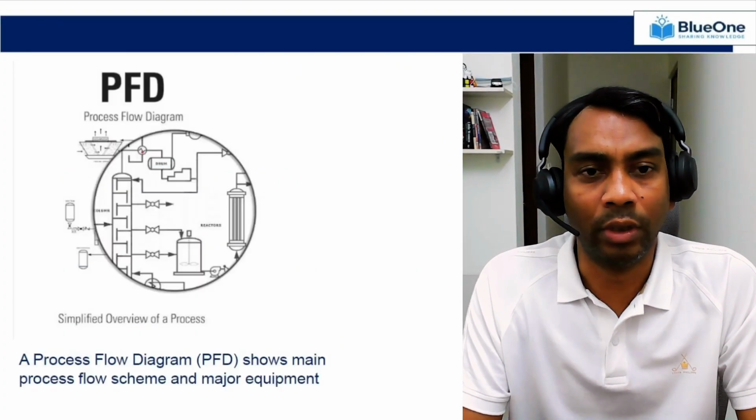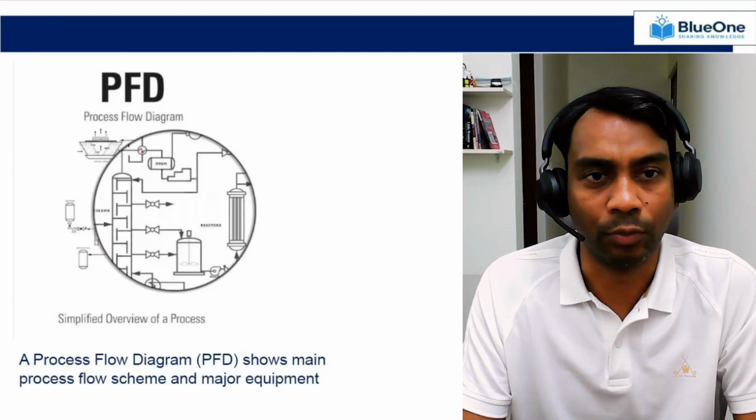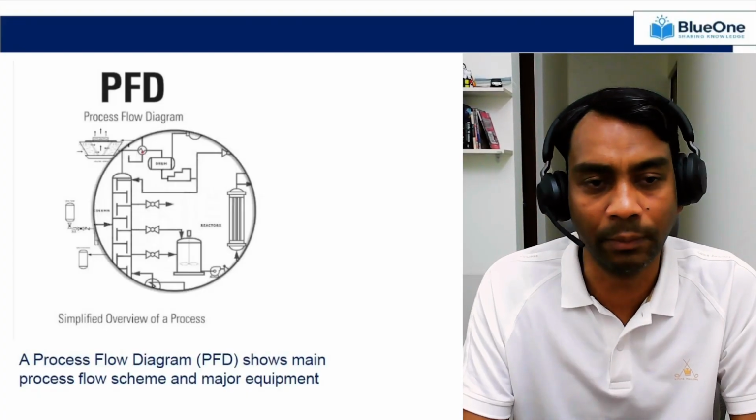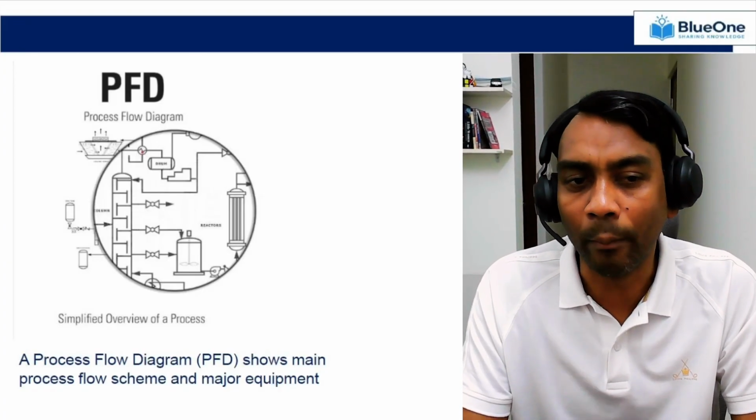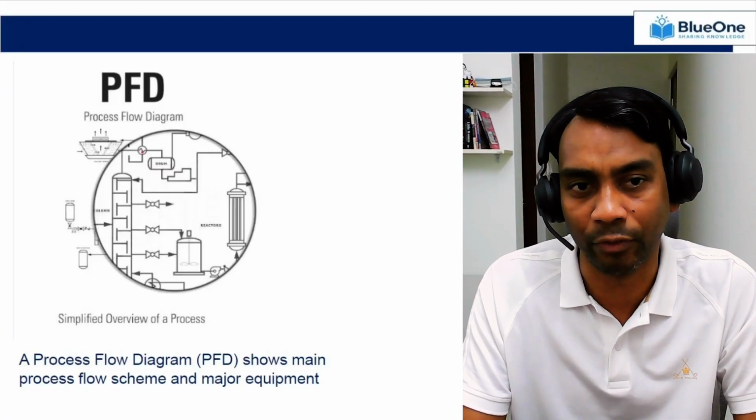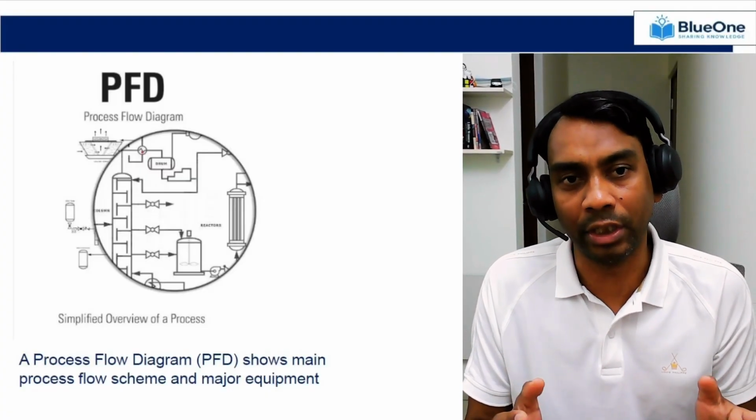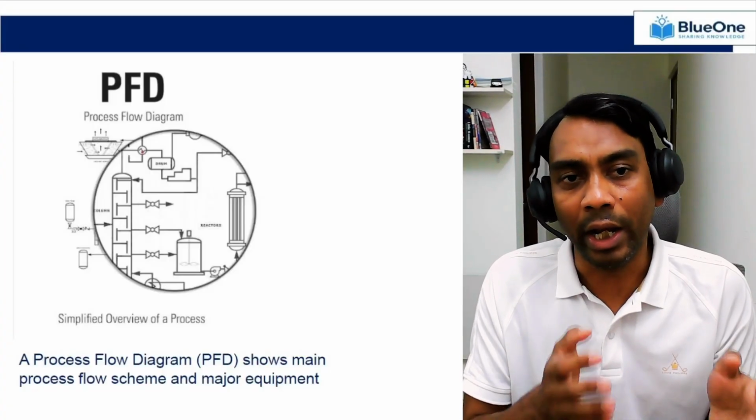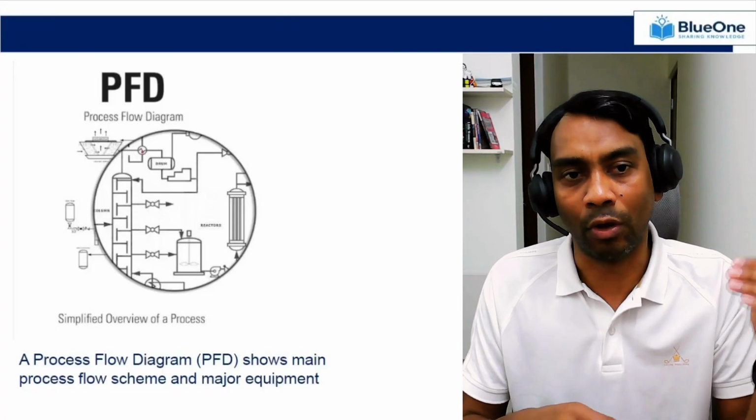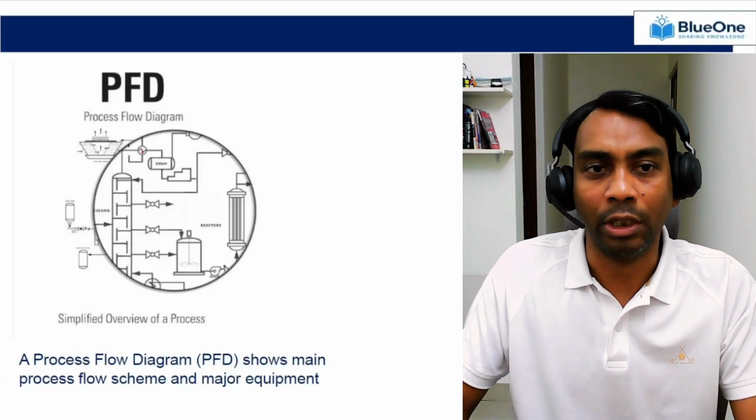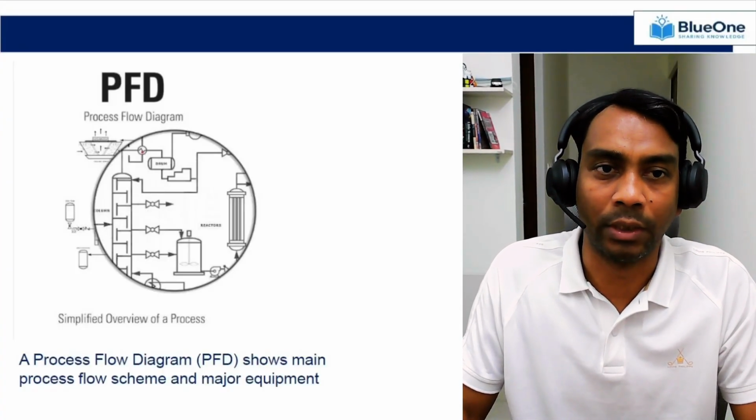Okay, so let's look at the PFD. A PFD is a process flow diagram, a simplified overview of a process. A process flow diagram shows the main process flow scheme and major equipment. So it will have major interconnections between the equipment and the process flow, like big pipelines, showing how your process is flowing from your feed to the final product. It is the first document to start with.